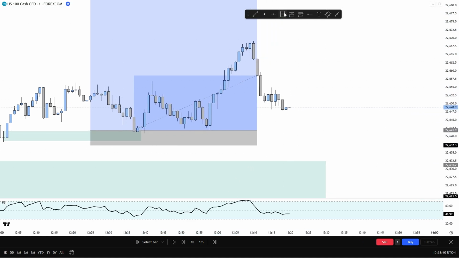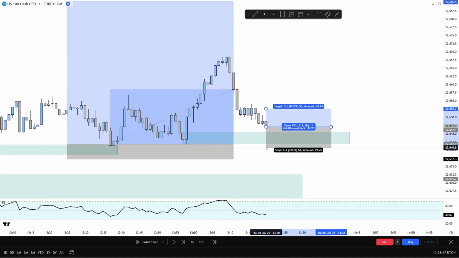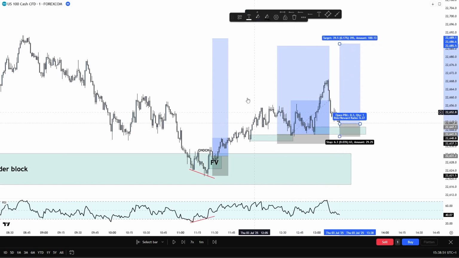Then again, another order block forms, and we repeat the process. Sometimes the price may not trigger all your planned entries. For instance, if it misses your pending order before moving away, that's perfectly fine.